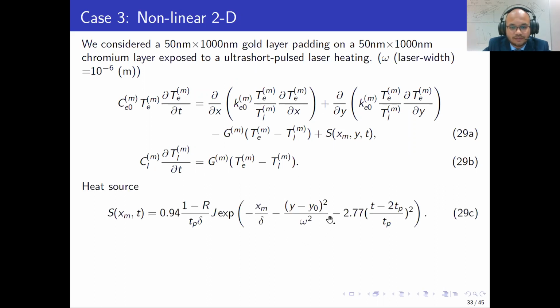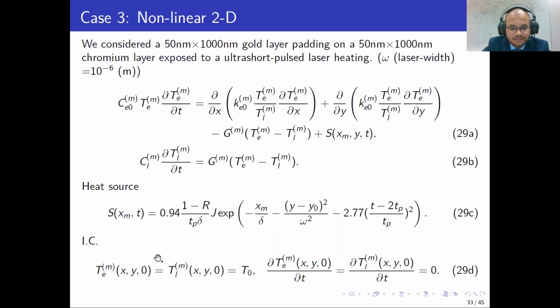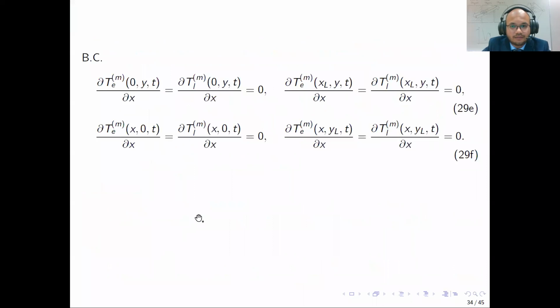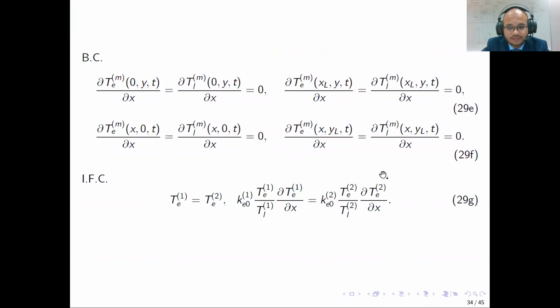And the source term will have the y term right here, and the same kind of initial condition, but now we will have 4 additional boundary conditions because of the extra dimension. And the interface condition remains the same because the interface occurs in one dimension itself. So in the y direction, there is no interface.